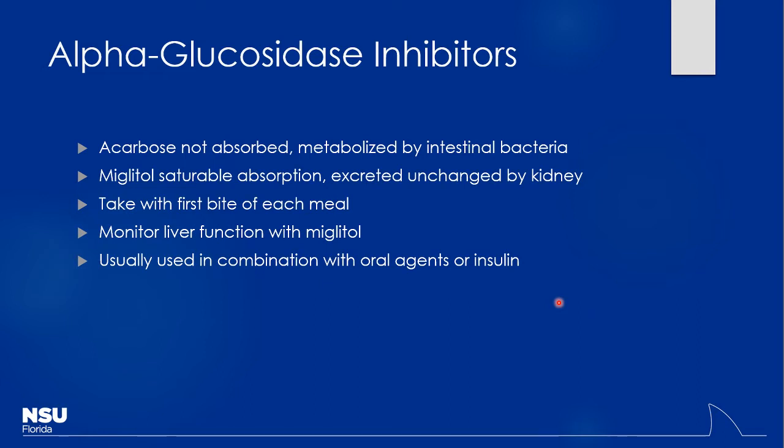We want to make sure they're actually going to be taking it with their meals, because again, that's when the glucose is going to be in the GI tract to actually be absorbed. You may find small risk for liver dysfunction with things like miglitol, but for the most part, they have very low systemic absorption, very low chances for causing a lot of systemic issues. And again, you can find this used in combination with our other oral agents we've already talked about. Sulfonylureas, biguanides, any of those would be fine combinations. Insulin would be totally fine as well.